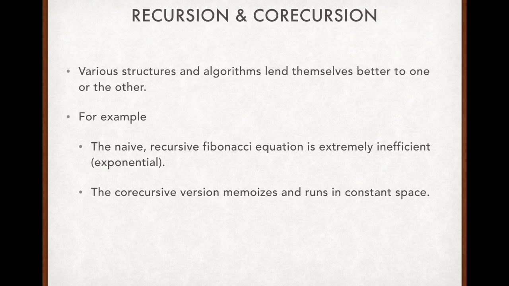So different structures and algorithms lend themselves to different types of recursion, co-recursion versus recursion, and sometimes defining it co-recursively makes the problem much easier to solve. When you're thinking about it recursively, you just flip it around to co-recursion, and all of a sudden it's simple, like in the famous example.